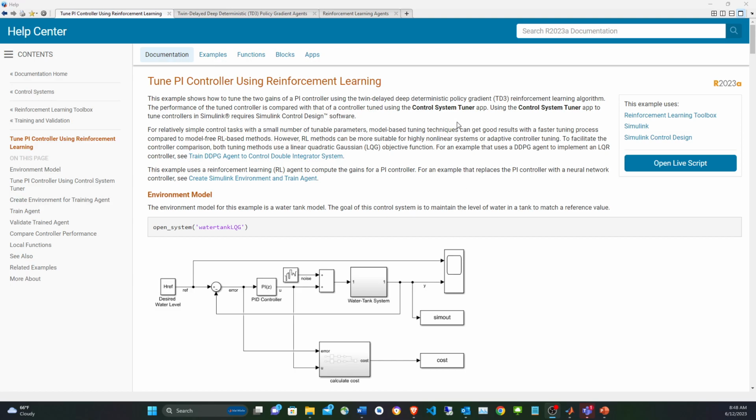And as the article mentioned, for simple examples, the control system tuner can perform well, but for highly nonlinear systems or adaptive controller cases, the reinforcement learning can suit better.